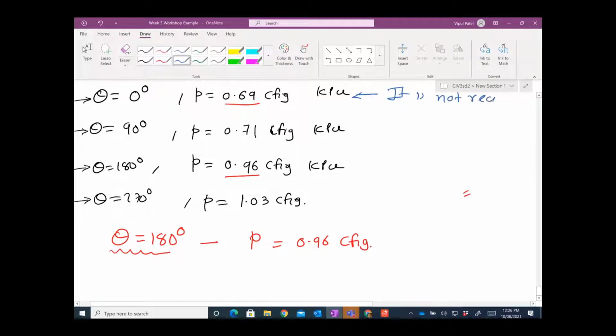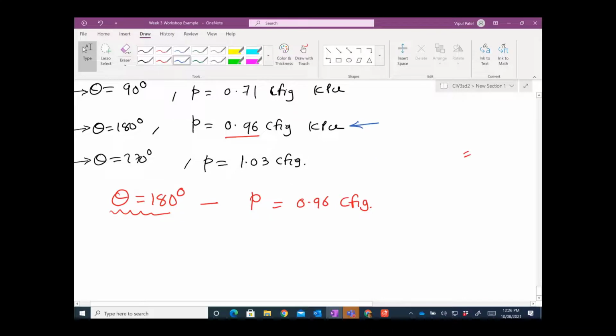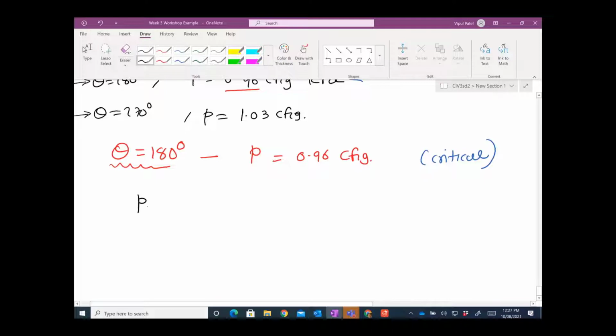It is not required, but to start with, we can start here with theta equal to 180, and we can say that theta equal to 0 gives 0.69. So let's make theta equal to 0, because this is the critical, this is the worst case. For theta equal to 0, we have to calculate two pressures: external pressure is equal to 0.96 CFIG E, and internal pressure is equal to 0.96 CFIG I, right?